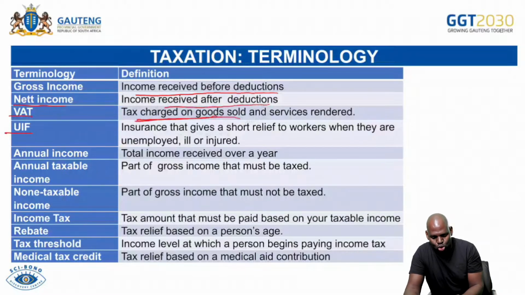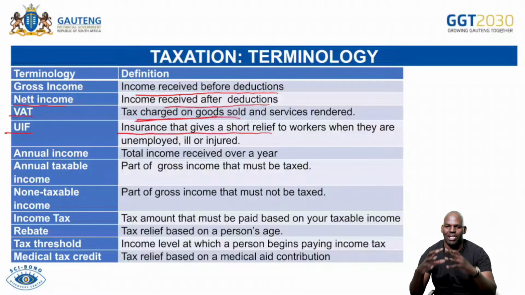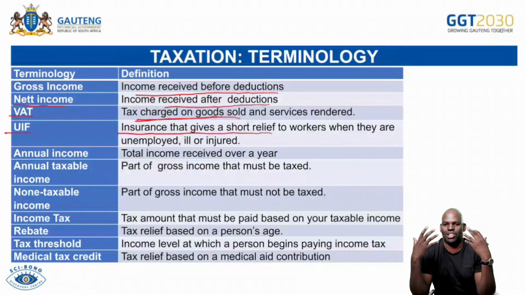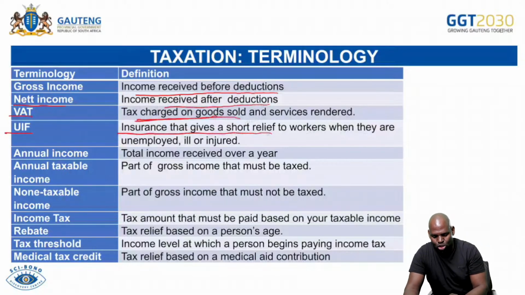it's an insurance that gives a short relief to workers when they are unemployed, ill, or injured. A short relief simply means it makes life easier for you. It's just a temporary solution if you're going through difficulties in terms of money. So it is insurance that gives a short relief to workers when they are unemployed, ill, or injured.